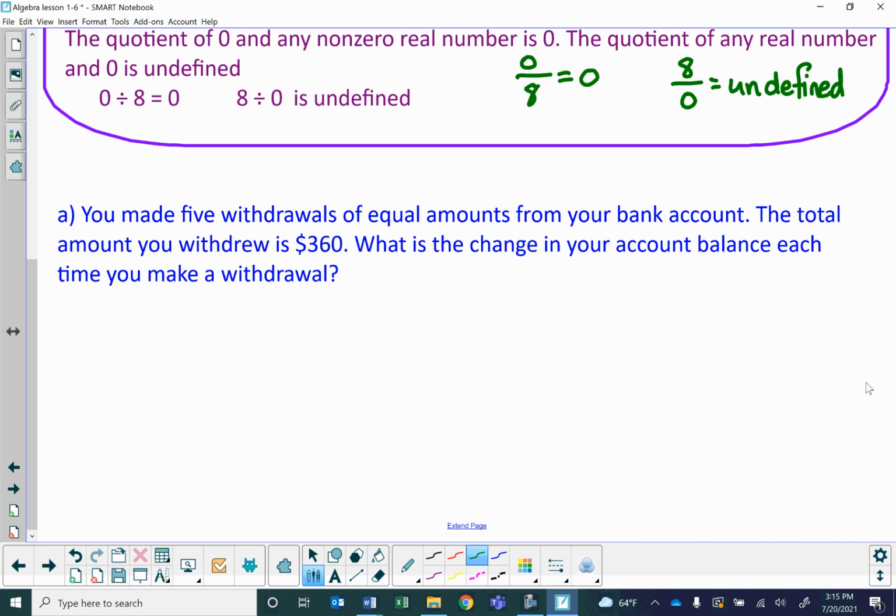So you go to the bank and you make 5 withdrawals from your bank account. Maybe 5 weeks, maybe a week apart, maybe a month apart, whatever. But each withdrawal is for the same amount of money. And the total amount of money you withdrew is $360. So if we think about this, we're taking $360 and we're taking out 5 withdrawals. 5 is negative, or withdrawal is negative. So we're taking 360 and dividing it by -5.